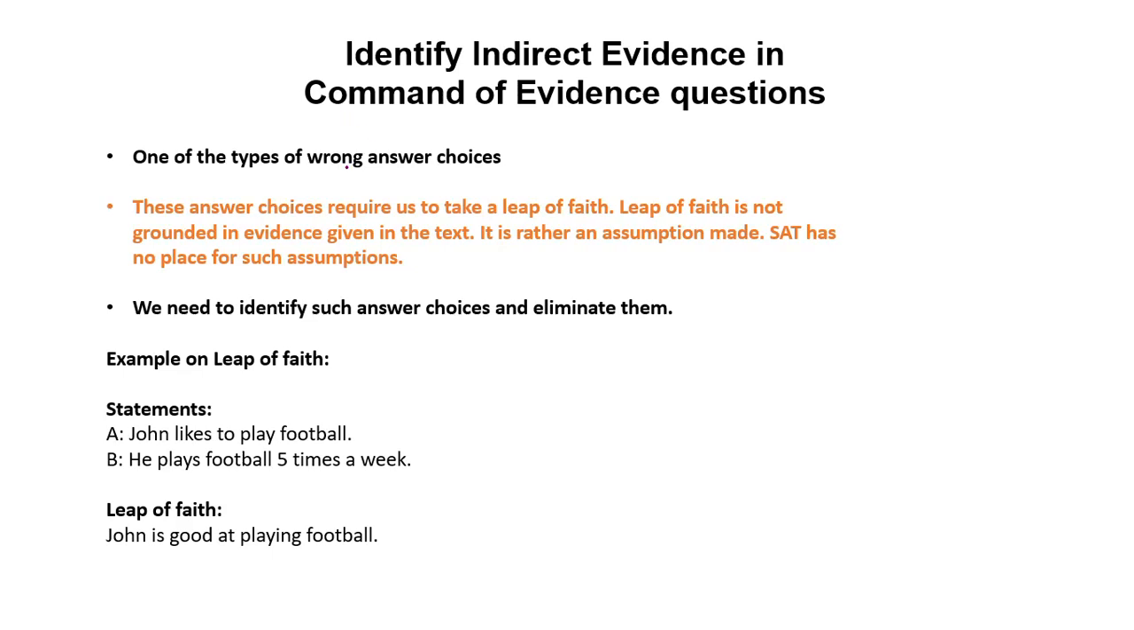So one of the types of wrong answer choices in command of evidence questions is if an answer choice contains indirect evidence. So our job is to identify such wrong answer choices and eliminate them. But what are these answer choices? These answer choices require us to take a leap of faith. A leap of faith is not grounded in evidence given in the text. It's rather an assumption made. SAT has no place for such assumptions.